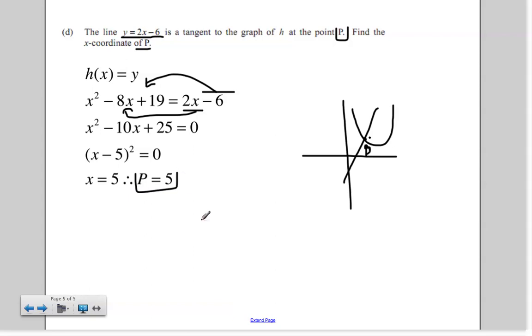I hope this has been an informative learning and answering of question number 9 on November 2010, paper 1.